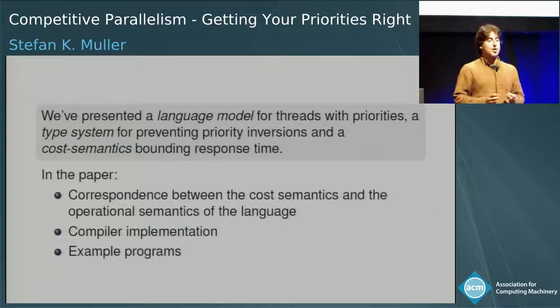For the sake of time, I've glossed over a whole lot. The main thing that I've glossed over is that I haven't shown you any proof that the amount of time the cost semantics says a program should take to run is actually the amount of time that it takes to run, say in the operational semantics. We do have a proof of that. See the paper for details.